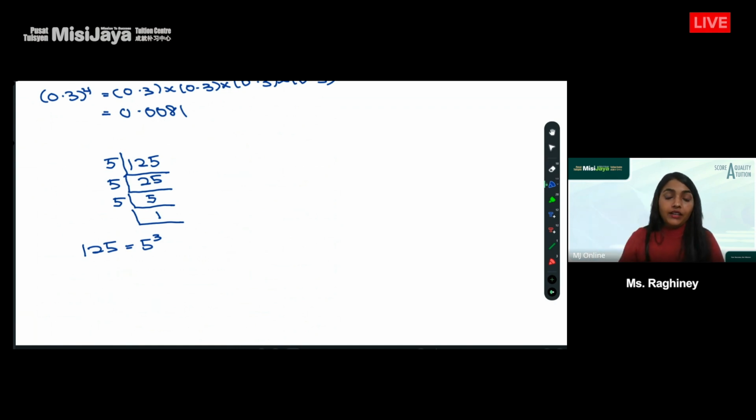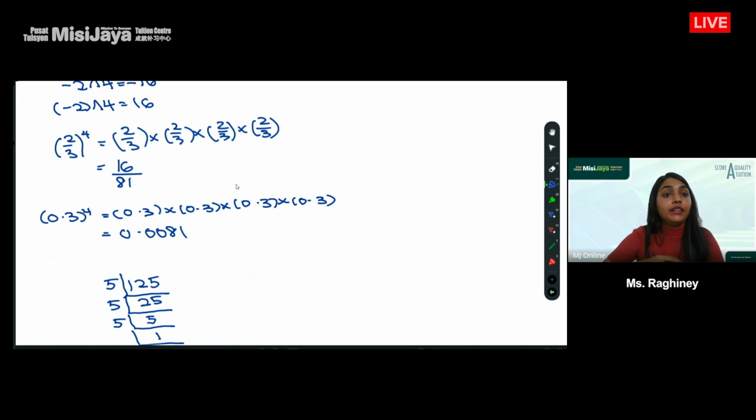Okay. Now we learned that 3 to the power 4 is 81. We learned that today, isn't it? So next time you see the number 81, you know that it's not only 9 to the power 2, it's also 3 to the power 4, right? There's more than one type of index notation that we can come out of 81. Okay, so this will be useful when you're solving the problems later.